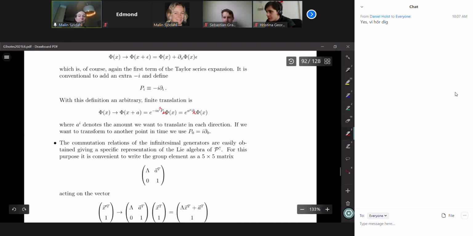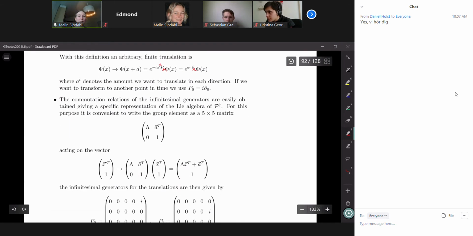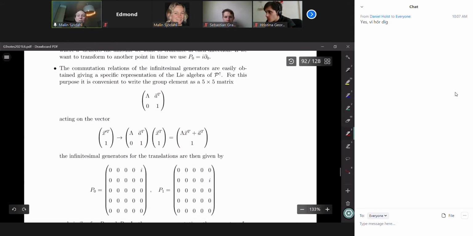And now again, we want to represent this as a matrix. So we actually write it in this form. So we have a 4x4 block, which is our ordinary Lorentz transformation. Now this is of course in the 4-vector representation. And then we have some vector a here, 4 long. Here we have 4 zeros, and here we have a 1. And now let's see what happens if we take this matrix and act with it on this object here.